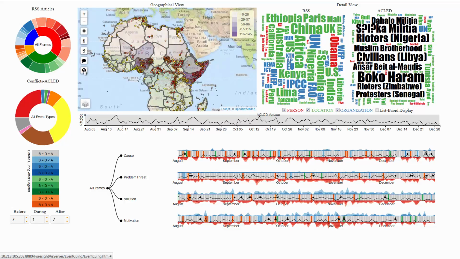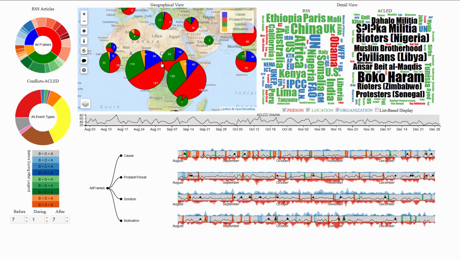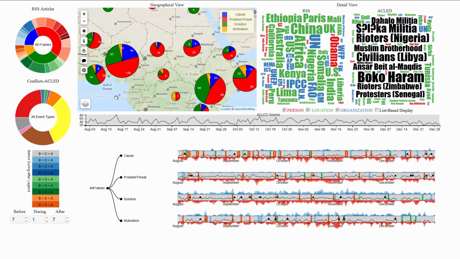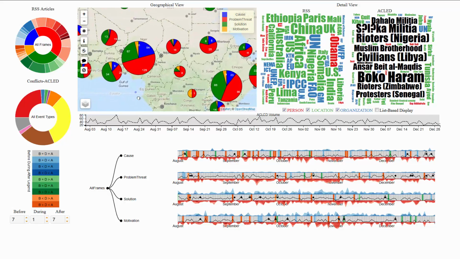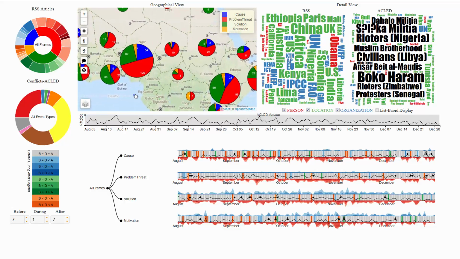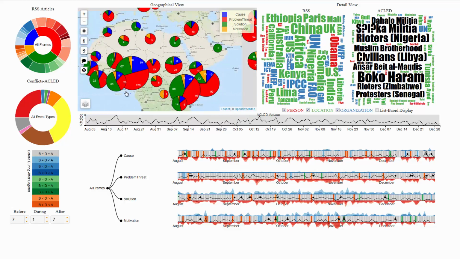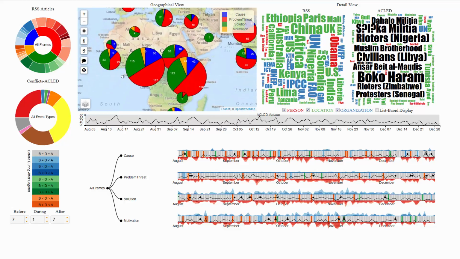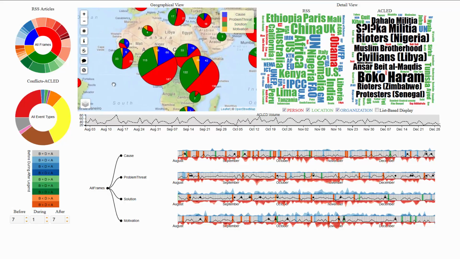To further explore the distribution of frames, we hide the ACLID events and open the pie chart view to see how different frames are distributed over space. We can see that red, which represents the frame class problem threat, green, which represents solution, and blue, which represents cause, are usually greater in frequency from the size of their portions. To see the dominant frame class by country, we change to the weighted choropleth map.